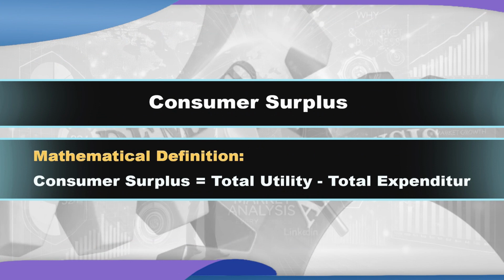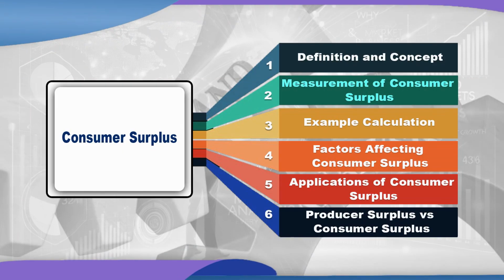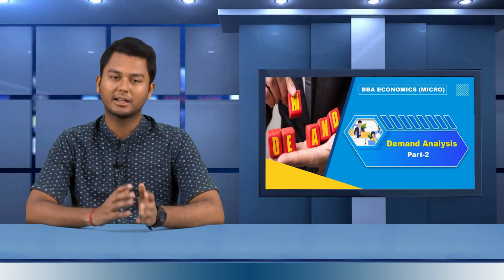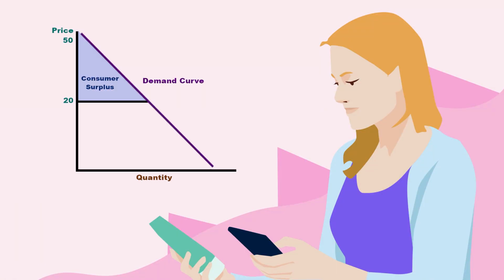If we look at the mathematical definition, then it is the total utility minus the total expenditure. Talking about measurement of consumer surplus, consumer surplus can be measured using the demand curve. So, if we imagine it graphically, then consumer surplus would be the area between the demand curve and the price line above the market price.